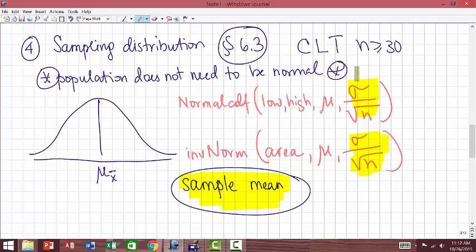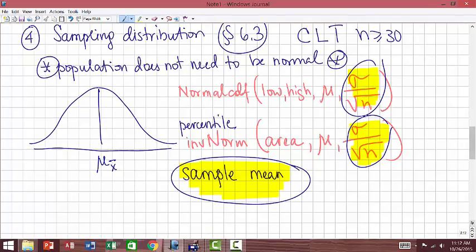So this was activity 6. The last problem was dealing with that type of concept. Population does not need to be normal. Your sample size is usually going to be pretty large. We still apply normal CDF and inverse normal. Again, this one is still to find percentile, right? But this part right here is the most important thing to remember. Okay, so that's chapter 6.